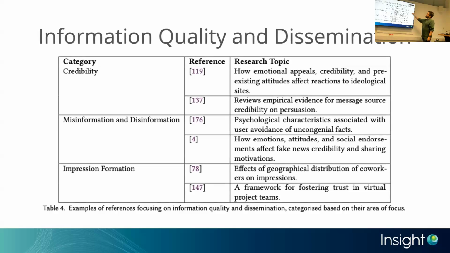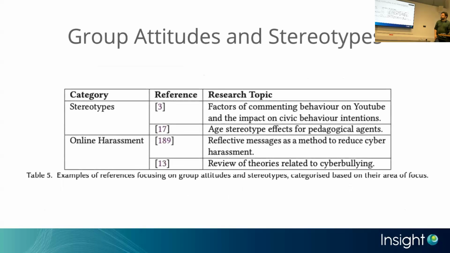If you're looking at information quality and dissemination, so misinformation and disinformation, which is very big right now with social media accounts, that's also very relevant. Impression formation and credibility all have a lot of studies that use dual process theories in interesting ways, sometimes well, sometimes not. Group attitudes and stereotypes, we have things like online harassment, gender stereotypes for robots, things like that.